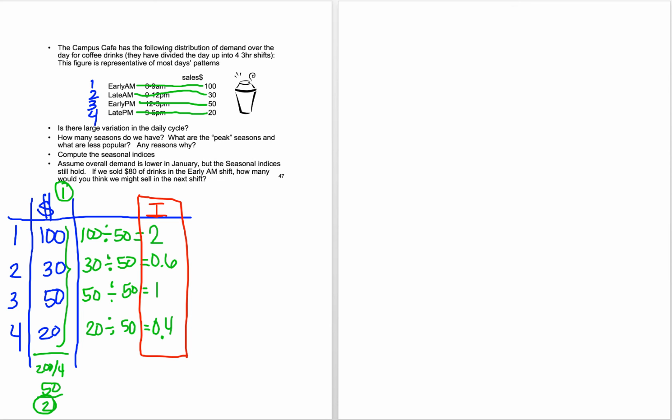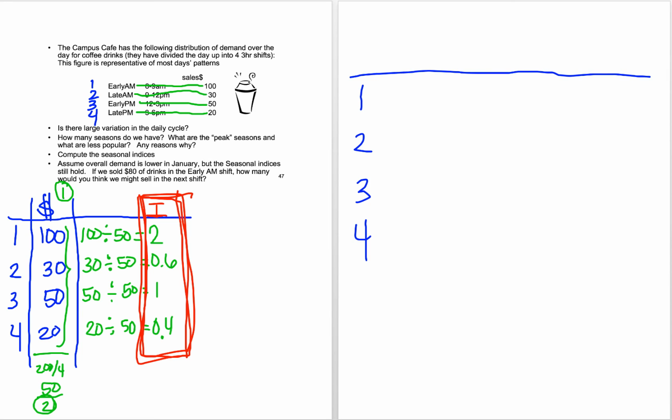All right, so now let's look at the last part of the problem. It says that the overall demand is lower in January, but the seasonal indices hold the same. So the index remains the same. And so let me just write this out. We know that we will still have the 4 seasons. And in this case, we sold an average of $80 in the early AM shift. So let me put $80 here.